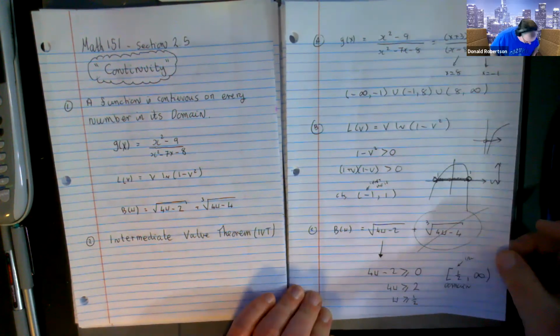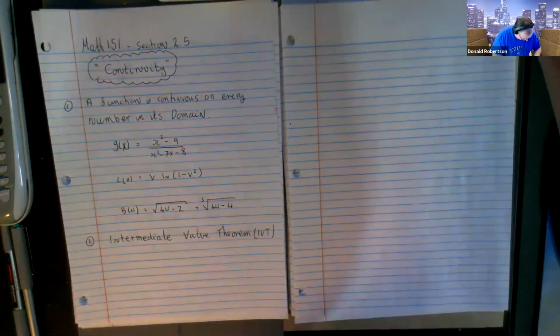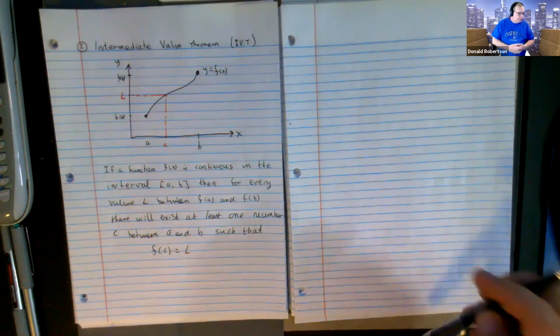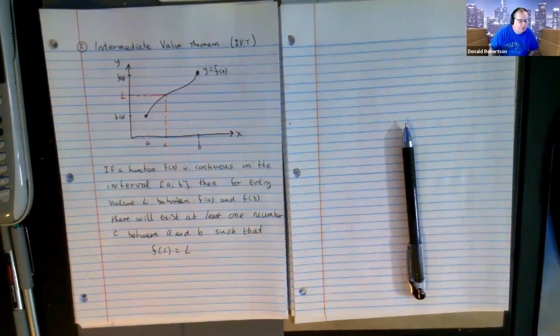Okay. But now we're on to our last thing. Here it is here. Give you a few moments to digest it all. It's called the intermediate value theorem. It looks a little bit messier than it truly is, but we'll talk about it in a few moments.